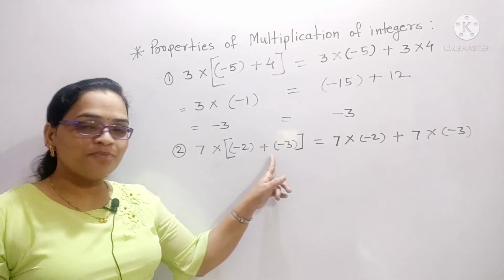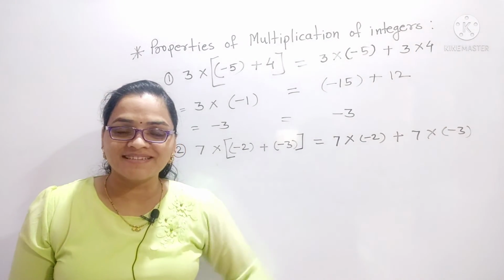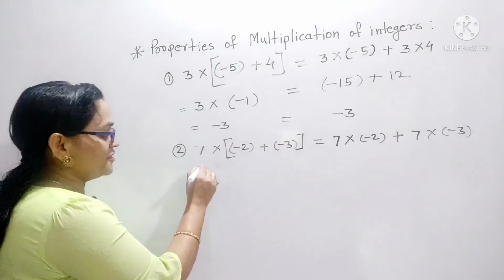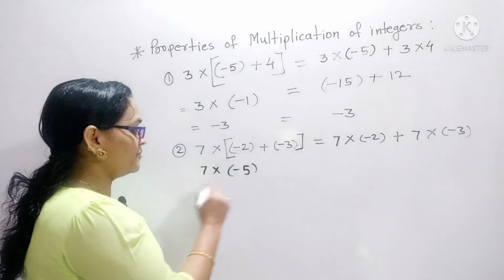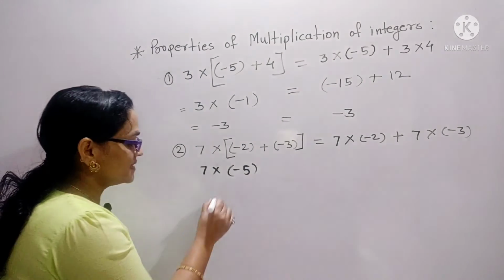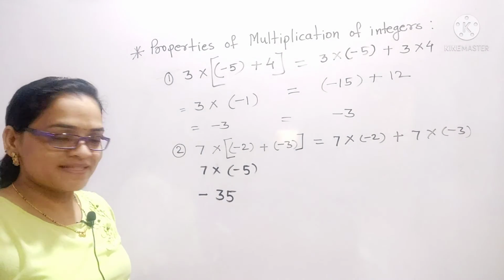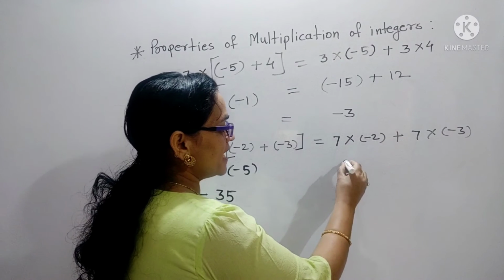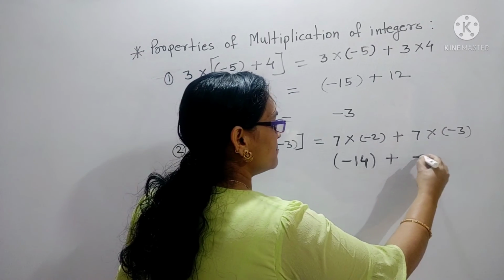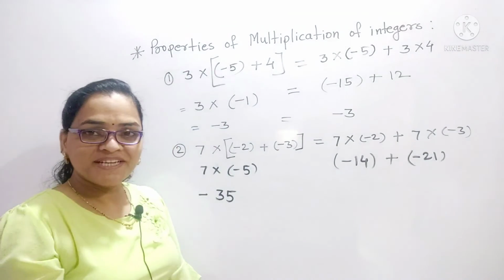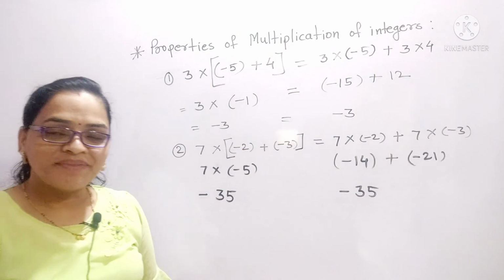7 into minus 2 plus minus 3 is equal to 7 into minus 2 plus 7 into minus 3. Let's check. 7 into minus 2 plus minus 3, that is minus 5. And the product of 7 and minus 5: 7 5s are 35, and one integer has a minus sign, so put a minus sign. Then see, 7 2s are minus 14 plus 7 3s are minus 21, and 14 plus 21 is 35, and both have minus signs, so the product will get a minus sign.